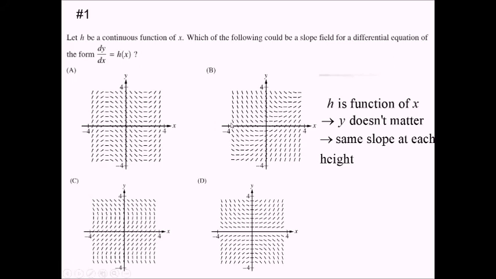So this is a place where the differential equation cannot be a function of x, because you're getting different results for the same x value. Same kind of deal down here with C and also with choice D. In both of these cases, the y value makes a difference. You're getting different results for the same x value. So only choice A could possibly follow this pattern.